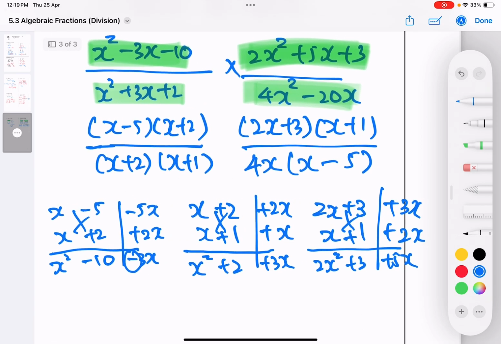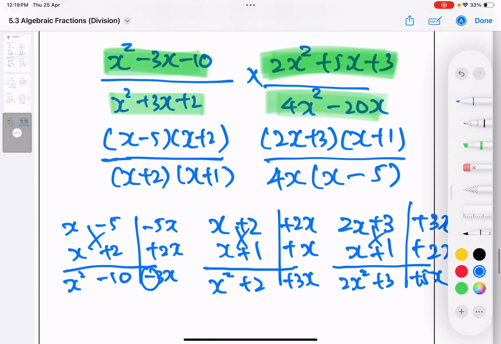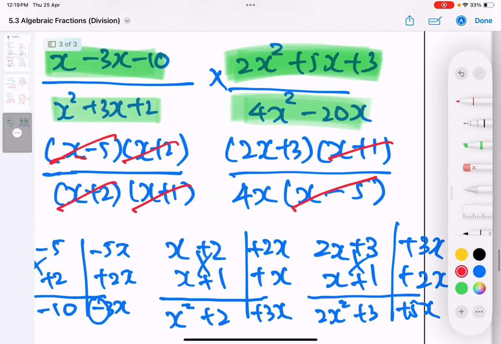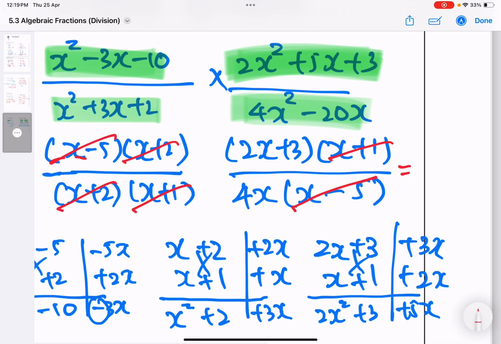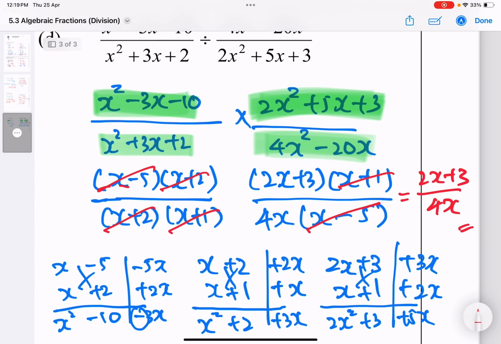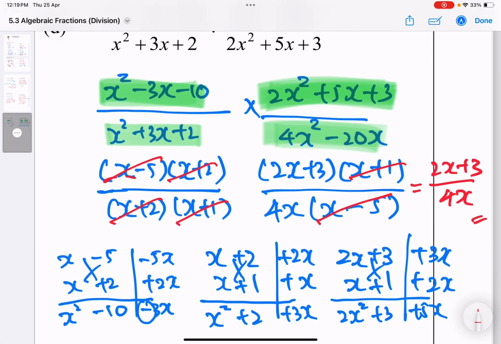Once you get here, one last step to do. Try to cancel all the common terms. x minus 5, x minus 5. x plus 2, x plus 2, x plus 1, x plus 1. So what is left behind? Your final answer, 2x plus 3 over 4x. That's all. This one is a very, very tough question because they need you to factorize many times.